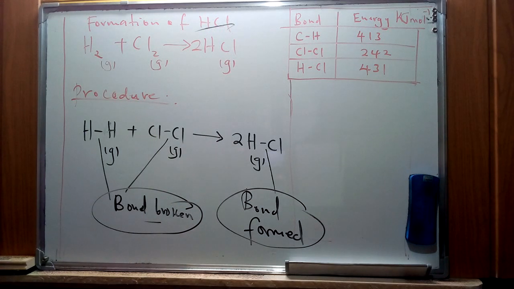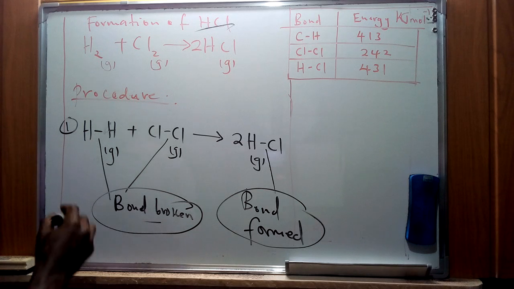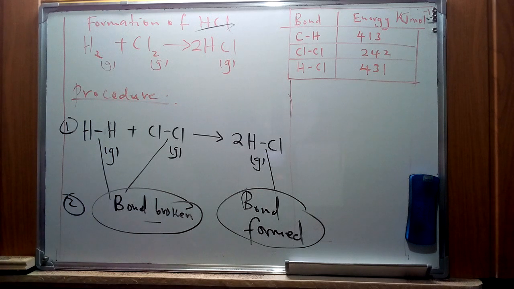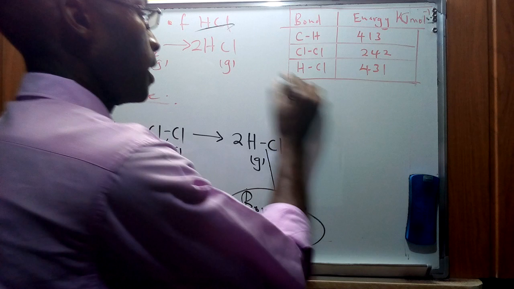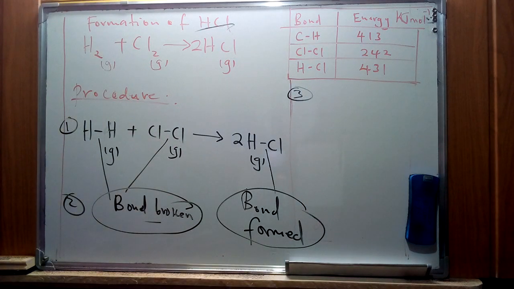The strategy we're going to use applies around 4 procedures. The first one is to write the equation using the structural formula, as I've done. The second one is to identify all the bonds that have been broken and the ones which have been formed. We've identified that 2 bonds have been broken, and on the product side, the HCl bond has been formed. Procedure number 3 is to obtain the energies for the bonds formed and broken.